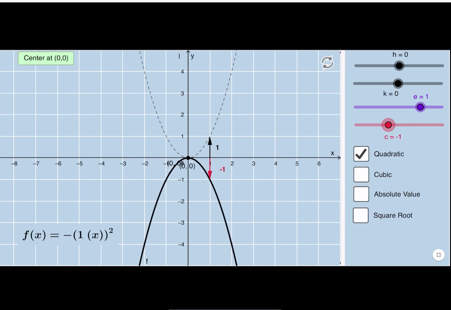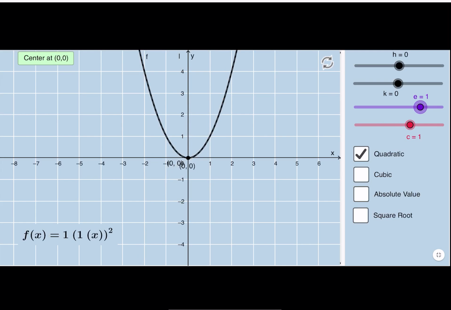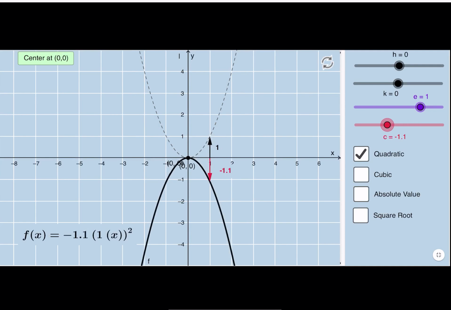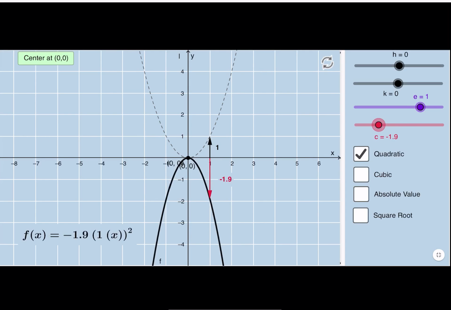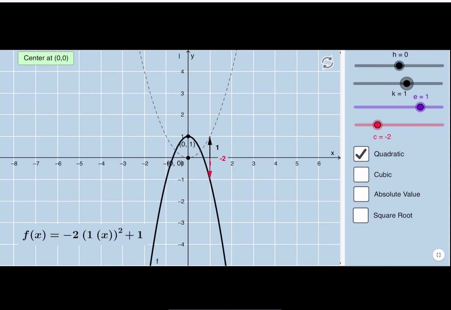Now let's take a look at a combination. So let's say it is reflected and also stretched, and it is also shifted. So now the graph of x squared is reflected upside down, stretched by a factor of 2, so it's taller, and is shifted up 1 unit.